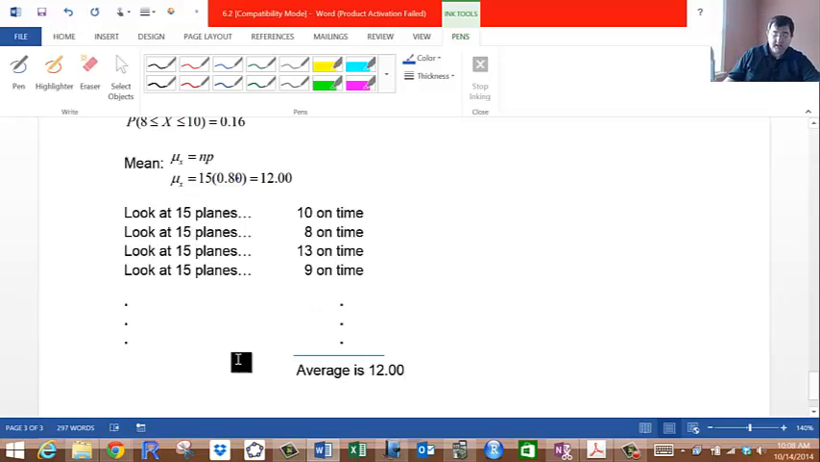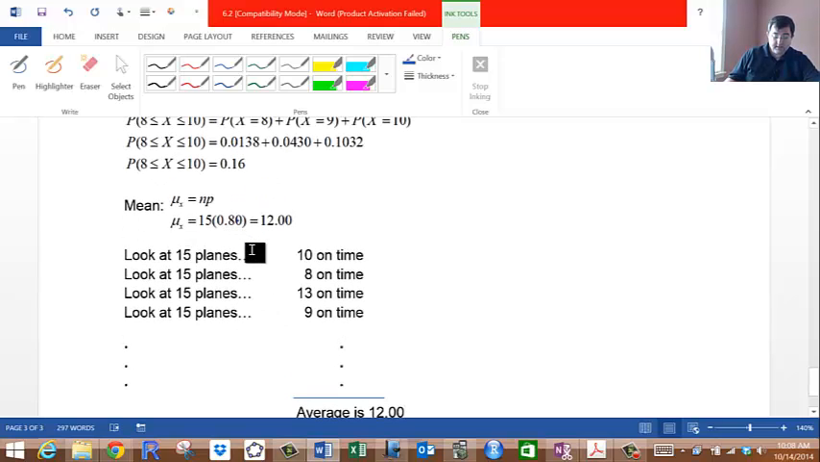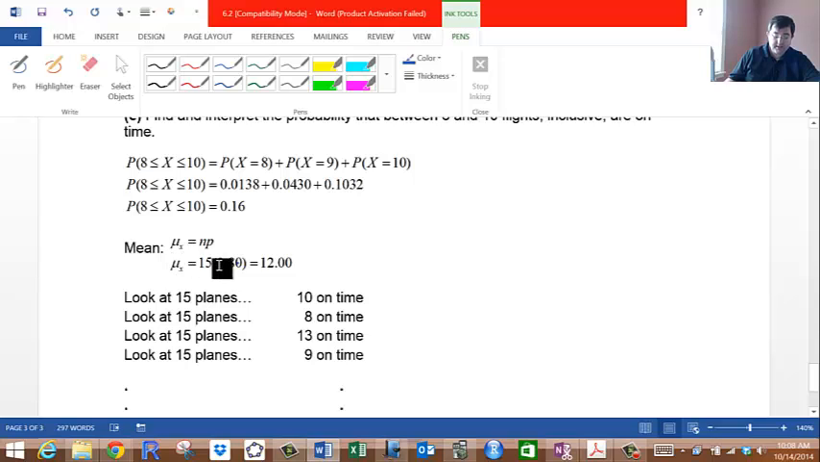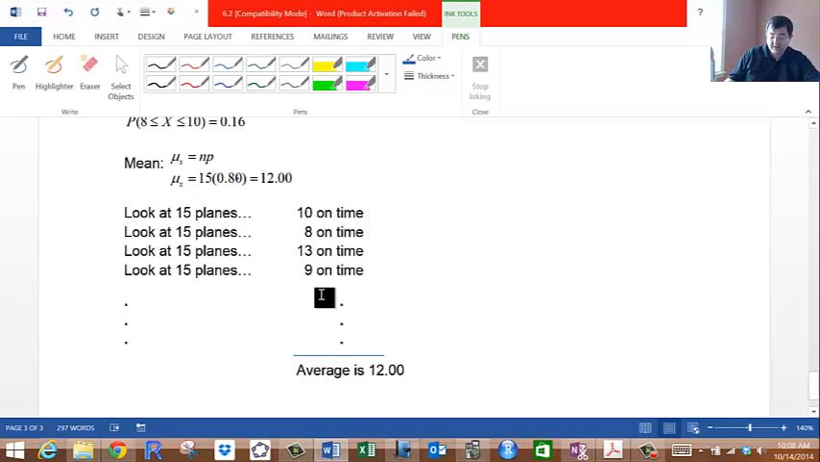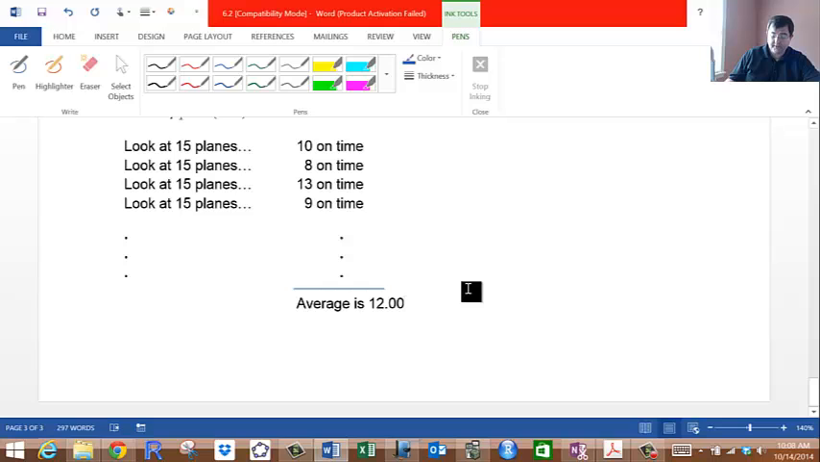That means if we look at a whole bunch of groups, the average would be 12. So if we look at a first group of 15 planes, maybe 10 are on time. Another group of 15 planes, maybe 8 are on time. Another group, maybe 13 are on time. And then another group of 15, maybe 9 are on time. And we average all these up, we should get 12 over the long term. That's kind of what the average means.